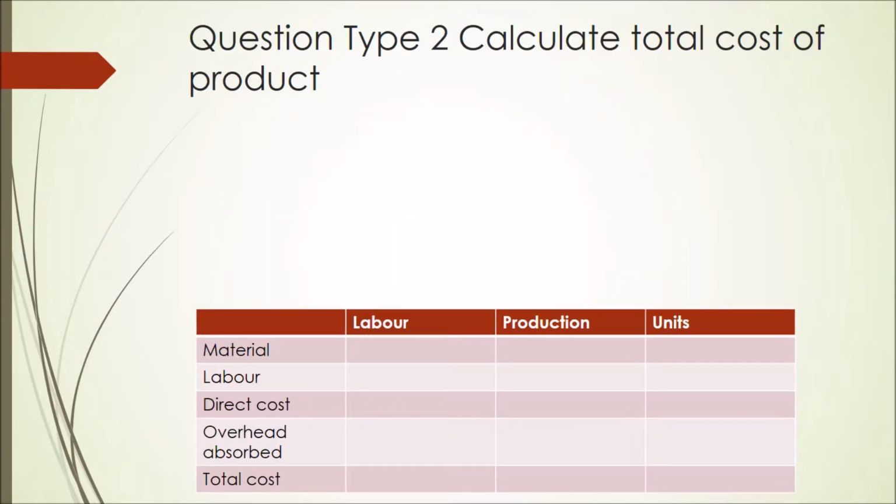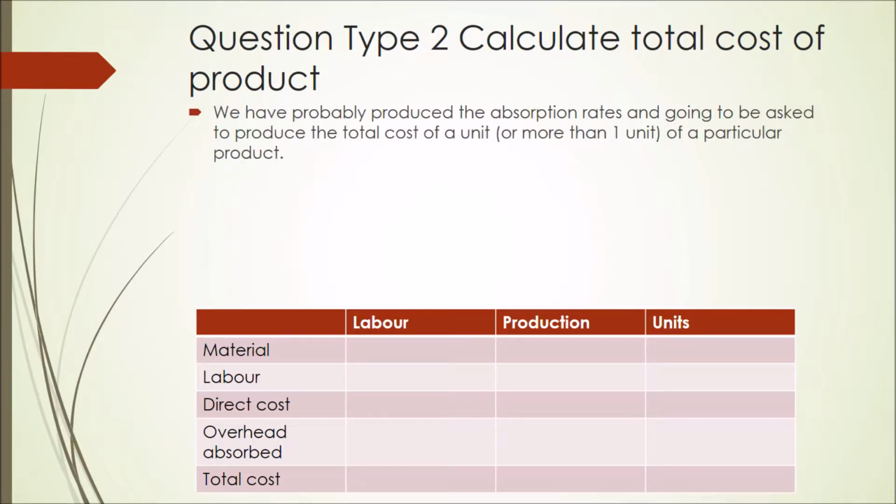So let's now go into the second part of this question, and that's going to say, right, you've got this product. It takes so much labour, or so many production hours. How much will be the total cost on the basis of those absorption rates that you've calculated? So you're probably going to produce the absorption rates first of all, and then produce the total cost of a unit. For one unit, or more than one unit, it might give you a particular one.